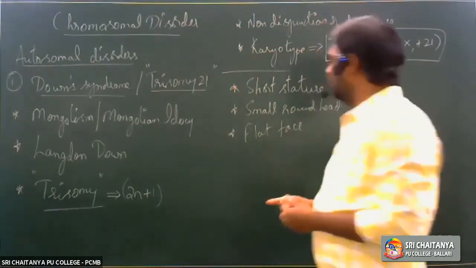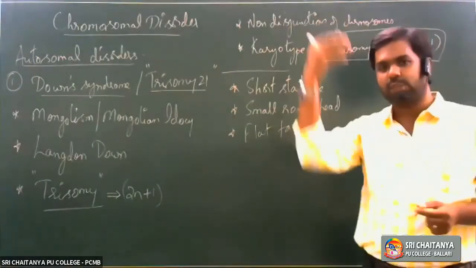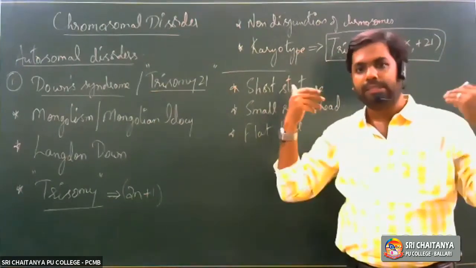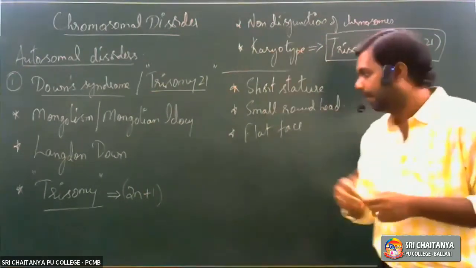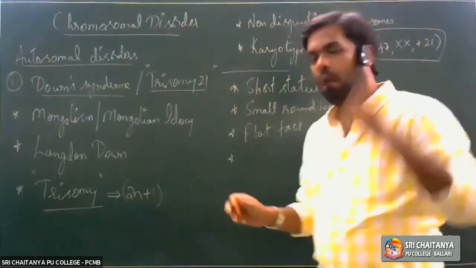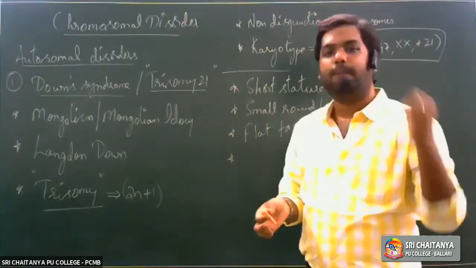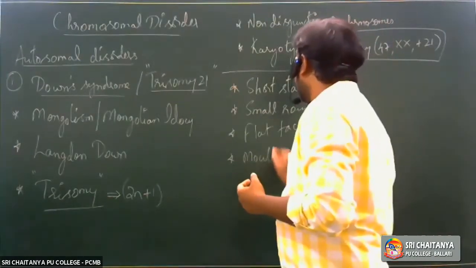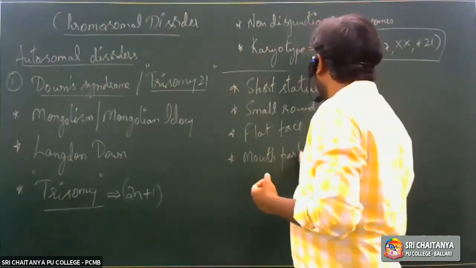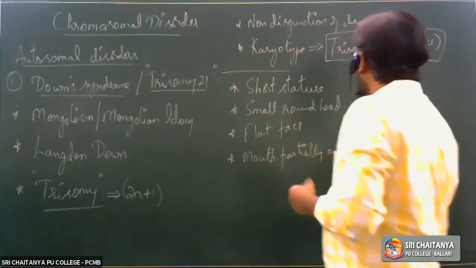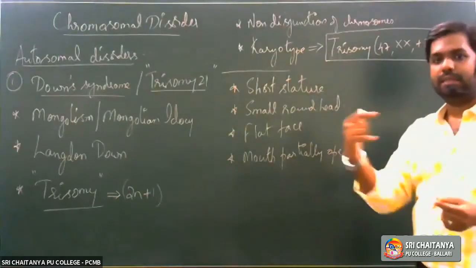So these individuals also have a flat face. The face would be flattened, right? And at the back, in the neck region also, it would be a flattened part. Then these individuals suffering from Down syndrome always have their mouth partially open, right? So the mouth is always partially open in this individual.